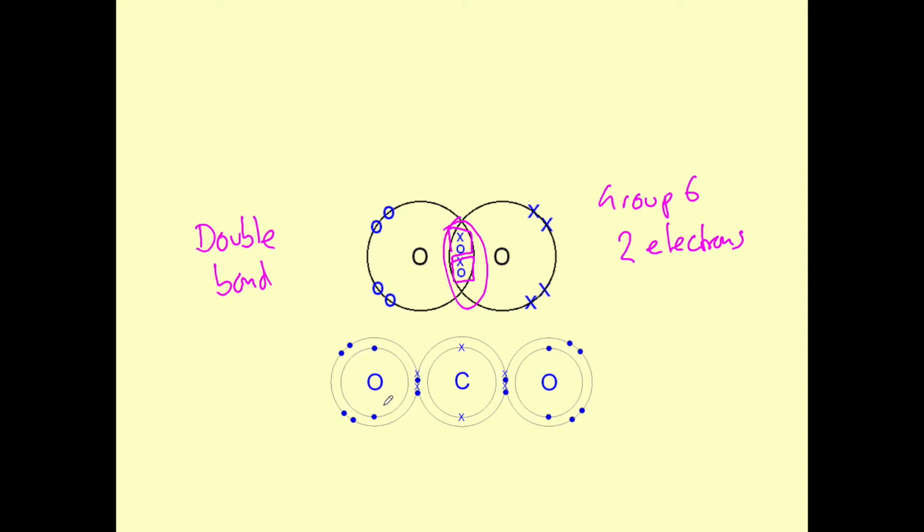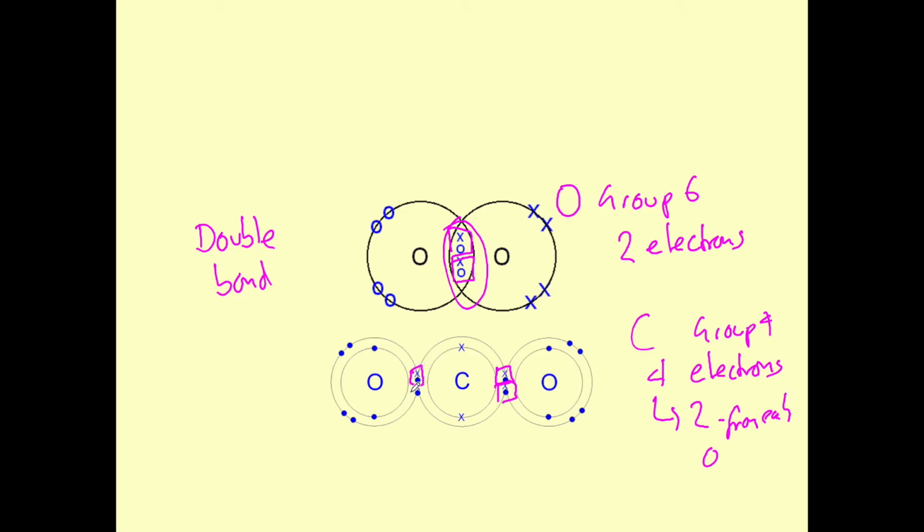So we can ignore the inner shell, but focusing on our outer shell. Carbon is in group 4, and we've seen that oxygen is in group 6. So carbon needs access to 4 electrons, whereas each oxygen needs access to 2 electrons. And carbon has 4 electrons to start with, and so the way in which it gets those 4 electrons is 2 from each oxygen.